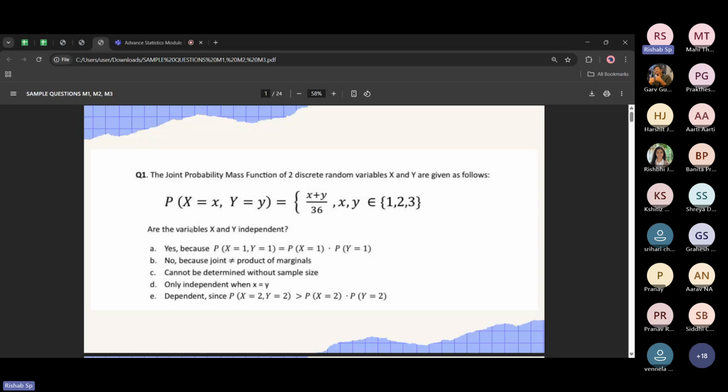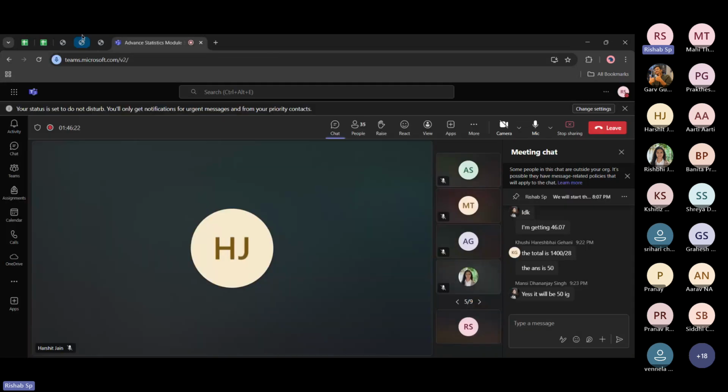Are the variables X and Y independent? Yes, that's a wrong answer. No, because the joint is not equal to the product of marginals. Correct. Here, what is the joint probability?